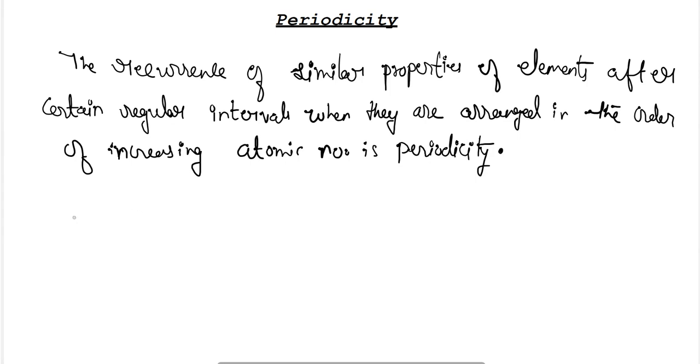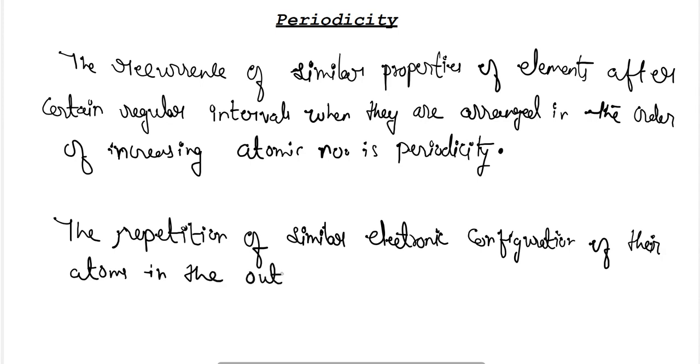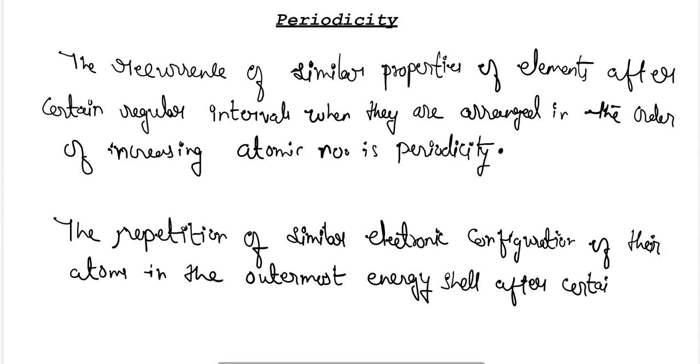What is the cause of periodicity? For the properties of elements, the repetition of similar electronic configuration of their atoms in the outermost energy shell after certain regular intervals is termed as periodicity. Here it is, the cause of periodicity.